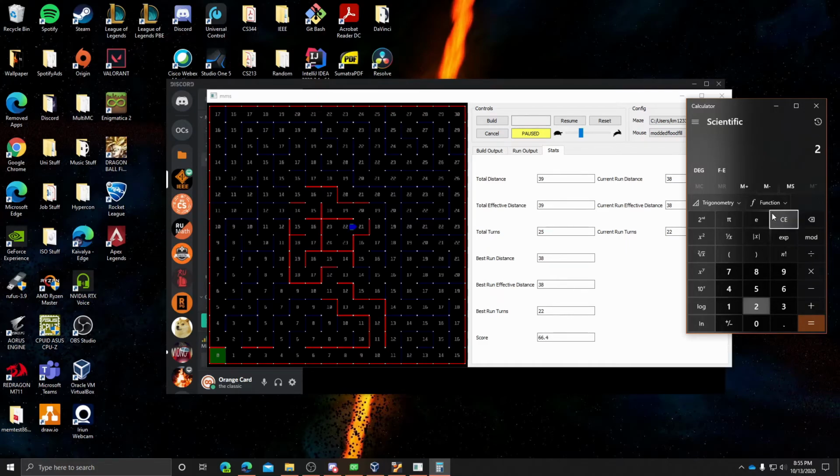Actually, should do. So we have 22 turns. Our best run turns is 22 over 38. Right, so that's the ratio of turns to moves. And when we multiply that by 22 here, because we're assuming we're only going to have to move 22 times, right, 12 point whatever, okay? And then you add that to 22. Okay, you get 34 point whatever.